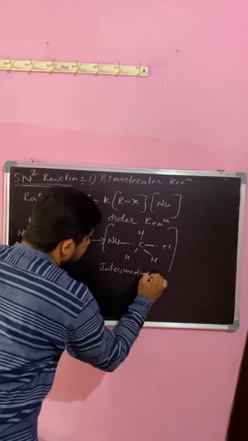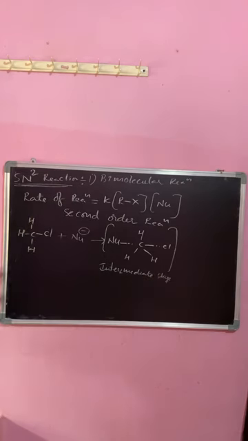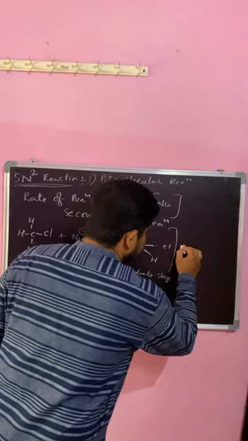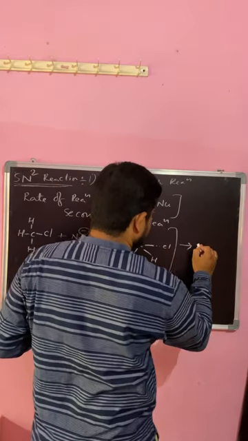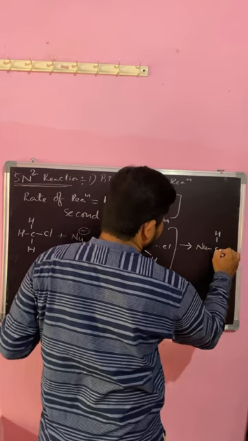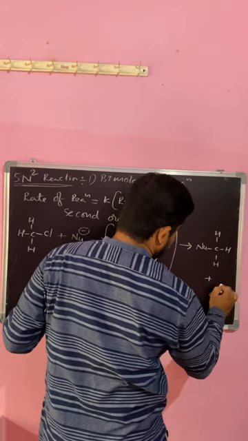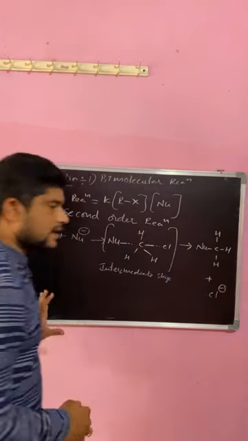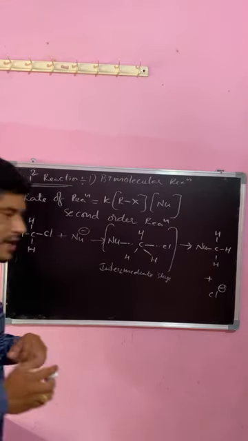Intermediate stage is formed, and in the final step it will lead to the formation of product. So here Nu, H, plus Cl minus. So this is the mechanism of SN2 reaction.